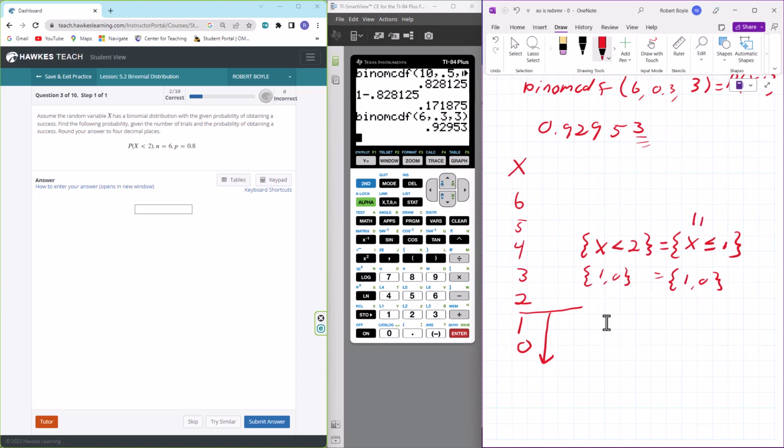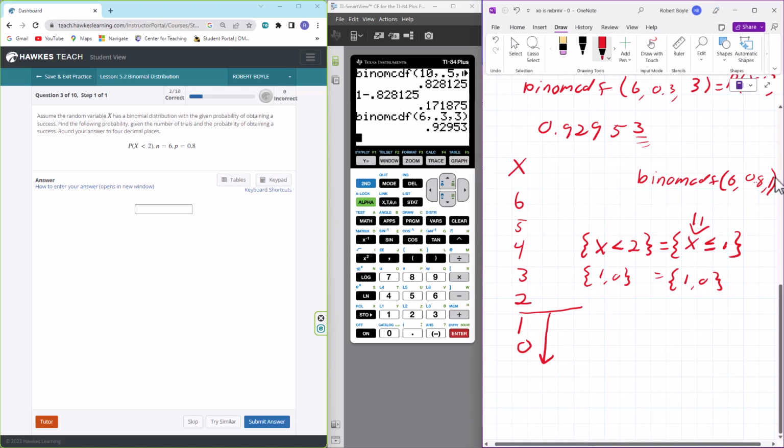Furthermore, this right here is equal to binomcdf(6, 0.8, 1). That should be a point, and that should be a parenthesis. Okay, so that is what we want to compute.